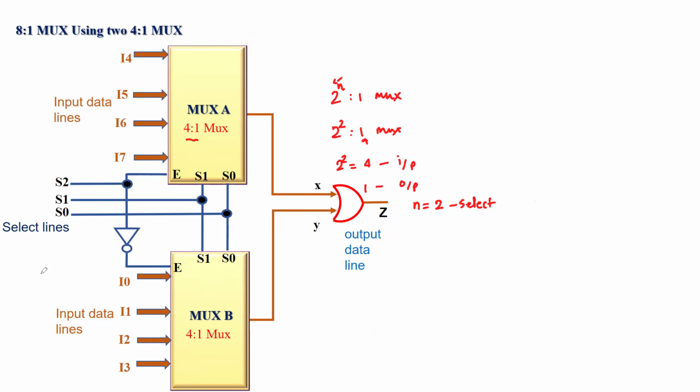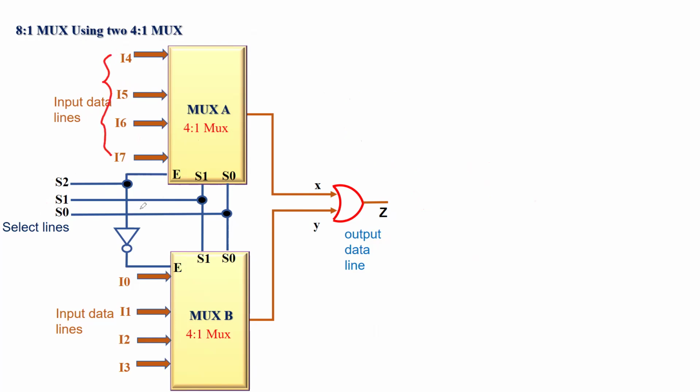Now, let's see how this 8 to 1 MUX will work. For the 4 to 1 MUX, again, you got 4 input data lines for MUX A, I0, I1, I2, I3, and then I4, 5, 6, 7. Together they make 8 input data lines from I0 to I7. Note that you can also switch I0 to I3 here and I4 to I7 here, depends on how you design it.